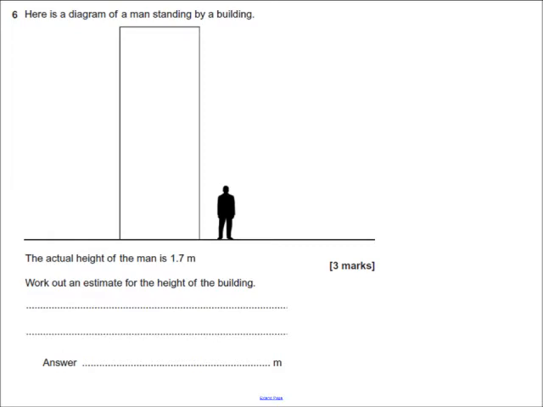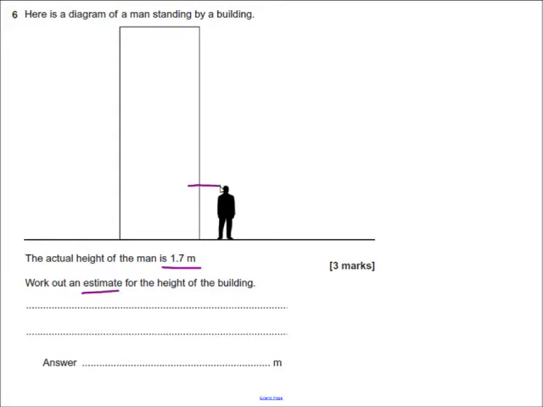Question 6. Here is a diagram of a man standing by a building. It then tells us that the actual height of the man is 1.7 metres. Now sometimes they don't tell you this, so it's a good thing to remember and take into an exam. It's asking us to work out an estimate for the height of the building.